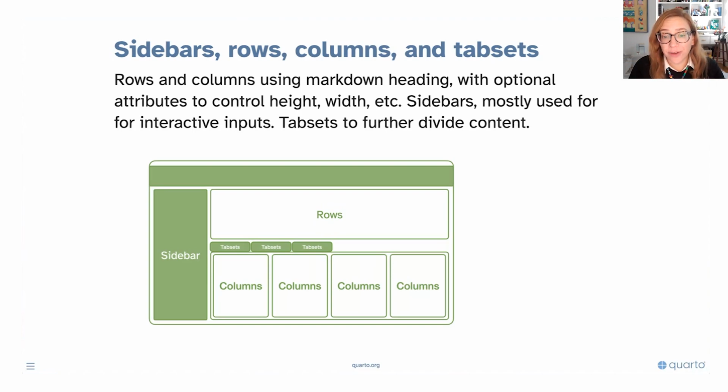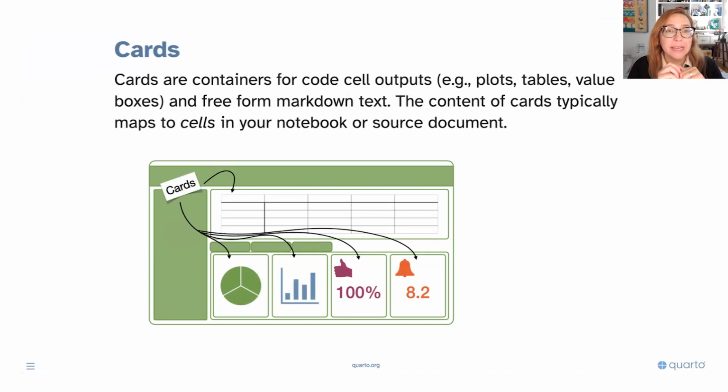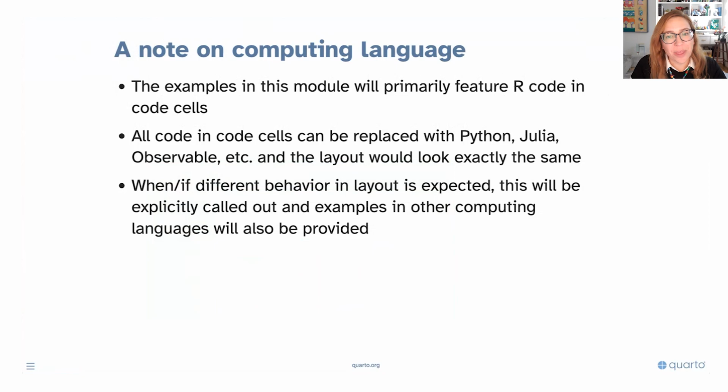And then to further divide content, we can use columns inside of rows as well as tab sets. And finally, the content of your dashboards generally live in cards. So these are containers for code cell outputs. It could be a plot, a table, a value box, as well as free markdown text. The content of the cards typically maps to executable cells in your notebook or your source document, but they could be coming from other things as well, like the markdown text we mentioned.